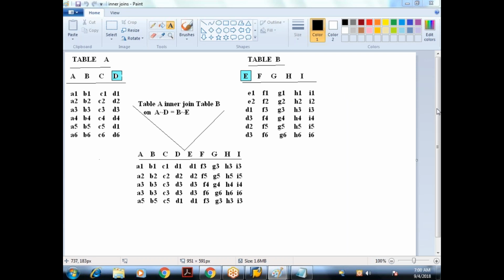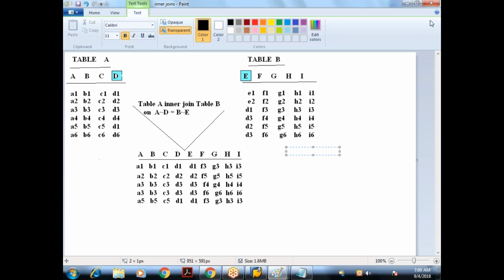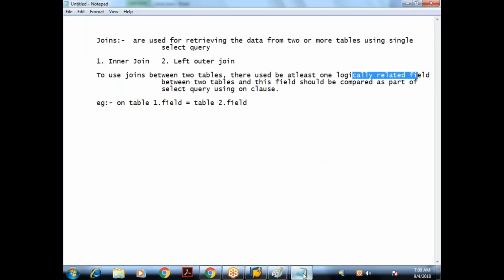Right. So let's see an example on inner join. For those who joined late, I repeat once again quickly. We are trying to discuss joins. So joins are used for retrieving data from two or more tables using a single select query. So far we have used the select statement to get data from only one table. If you wanted data from three tables, we used to write three different select queries. Now, by using joins, by writing one select query, I can get the data from what?